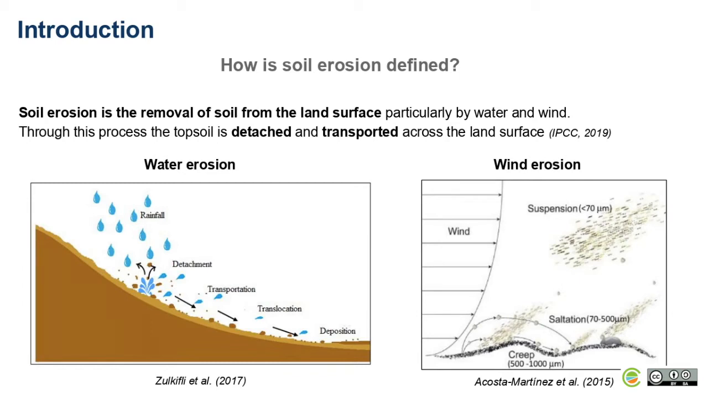For the second type of erosion, we have wind erosion. We actually have three kinds of wind erosion. The suspension one, which is the detachment of the smaller particles that have a diameter less than 70 micrometers, is spread in the air. The second kind is saltation. It is a little bit larger in terms of size, with diameters between 70 and 500 micrometers.